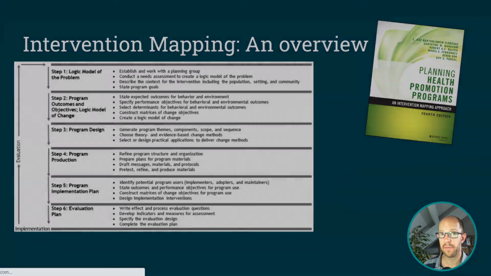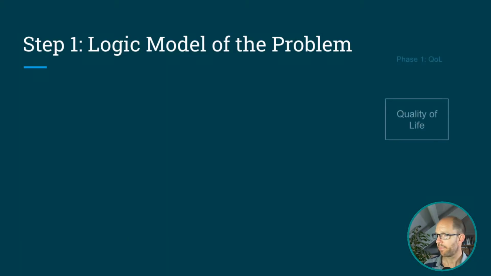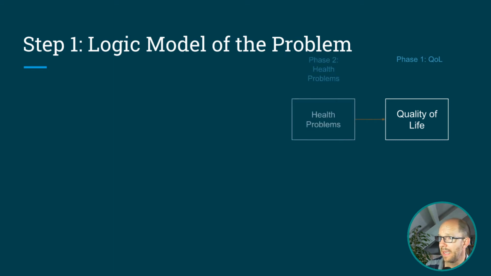If I was to pick a couple of stages in intervention mapping, this logic model of the problem, the concept of a logic model and the concept of looking at the problem in many of these models is that ultimately we're keen to improve quality of life. That would be our end point. The health problem in question would be the lung disease or the coronary disease, whatever the health problem itself, which is causing a decrease in the quality of life currently.